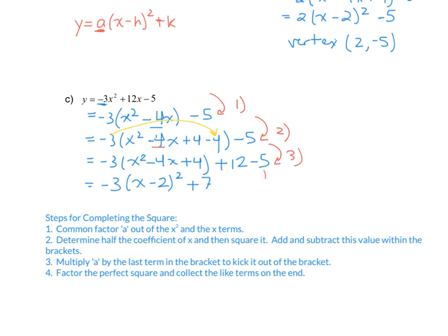And then my step 4 is to factor the perfect square and combine the last 2 terms, the like terms on the end. So hopefully that makes sense and you can understand the process of completing the square.